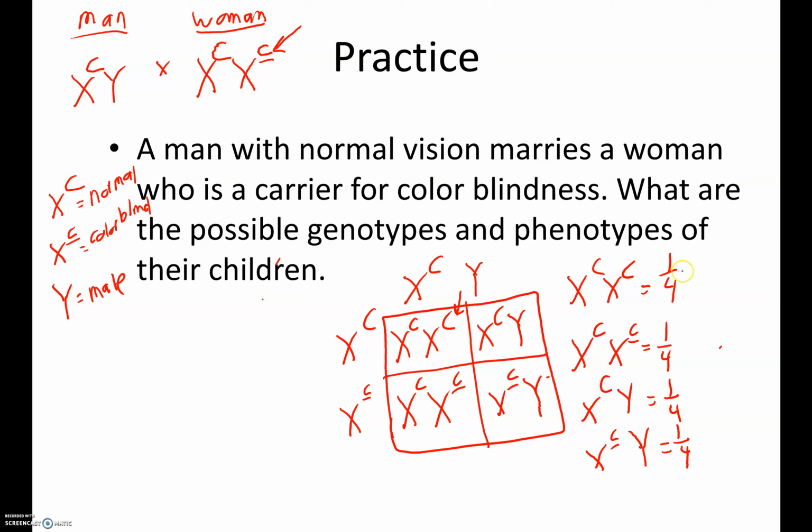So what would be the phenotype of this one? This would be a normal vision female. Okay, this one we would call a carrier female. She is normal vision, but she's carrying around that one bad allele. This would be a normal male. Okay, remember, males can't be carriers. If they have the X little c, then they're colorblind.